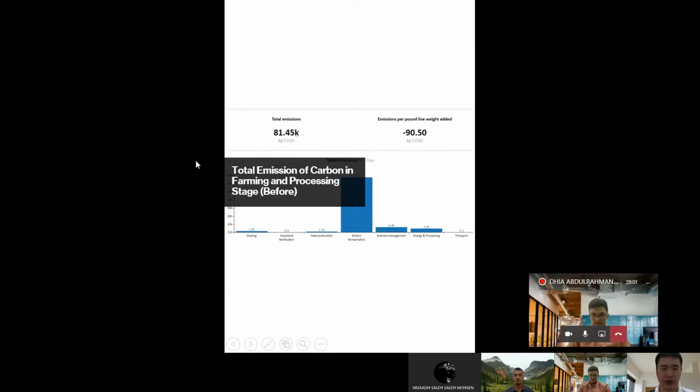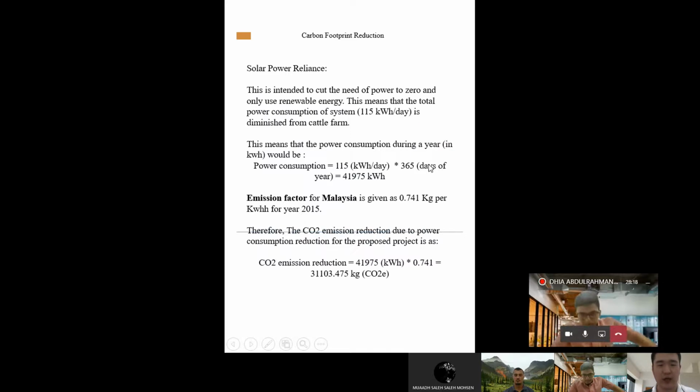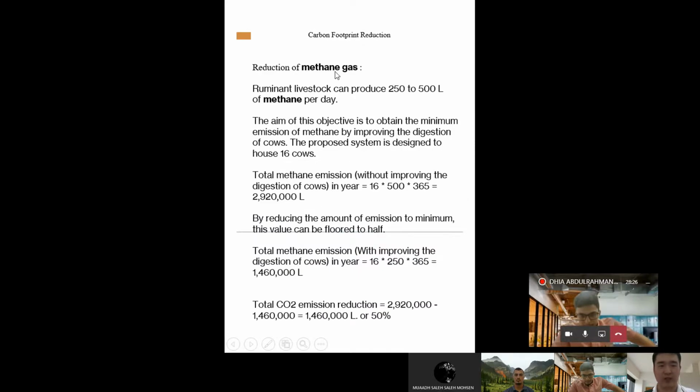This page shows the total emission of carbon footprint before the implementation of the system, and here is after the implementation of the system, where it is reduced until 62.67 K of the total emission of the carbon footprint. And here is some of the calculation of the carbon footprint reduction on the power consumption. And here is the reduction of the methane gas after the implementation of the system.